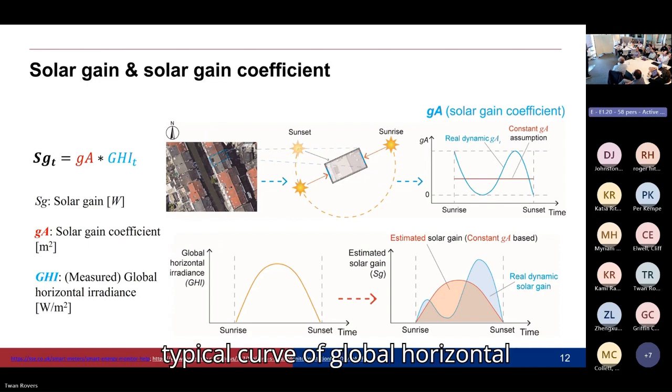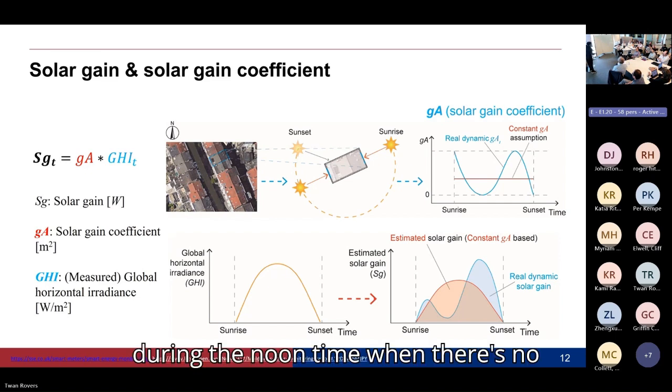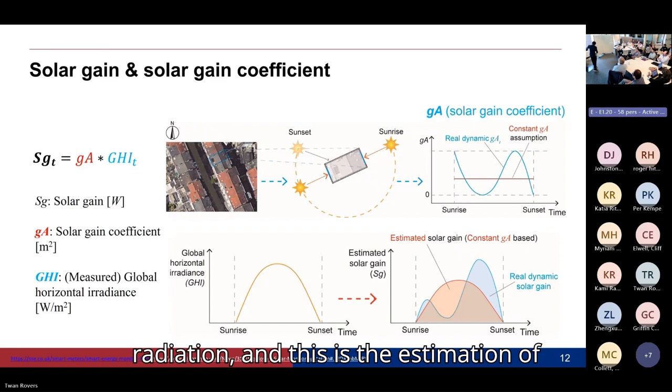And that's a typical curve of global horizontal irradiation, right? On a sunny day, by the way. If you multiply this value with this curve, you will get the estimation of solar gain with two patterns. The first pattern is reality. It will have almost zero solar gain during the noon time when there's no window available for the solar radiation. And this is the estimation of the solar gain when we have a fixed solar gain value.